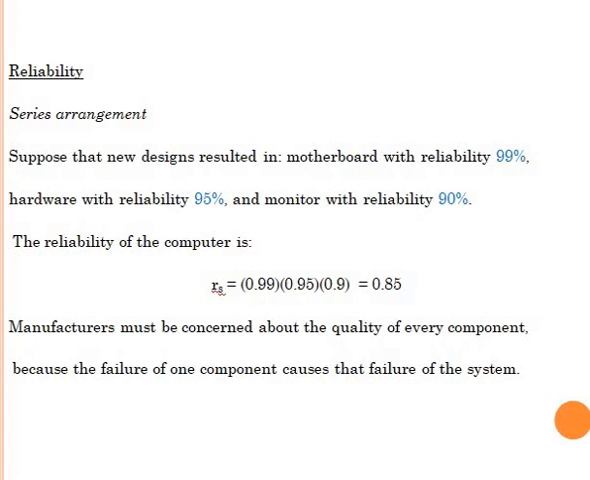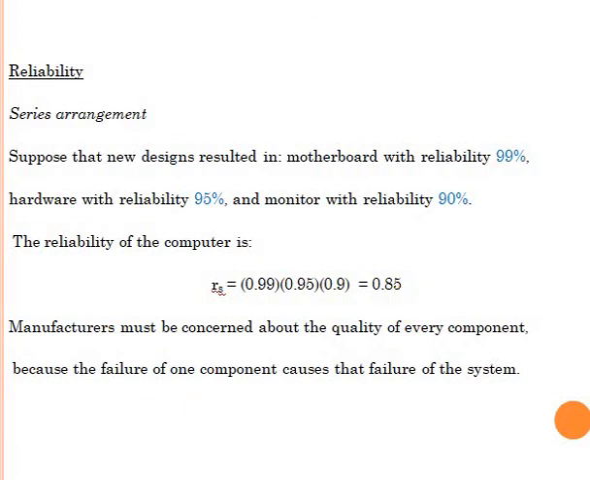Now suppose I want to improve the reliability of this computer. This means that I will improve the reliability of the components. So I'm going to still use the motherboard with a reliability of 99%, but I will get the hardware with a reliability of 95% and a monitor with a reliability of 90%. So let's see what the reliability of the computer will be. It's going to be 99% times 95% times 90%. So you see the reliability became 85%.